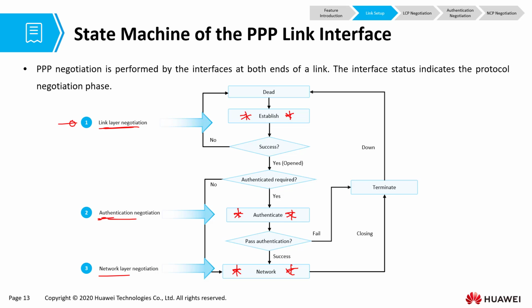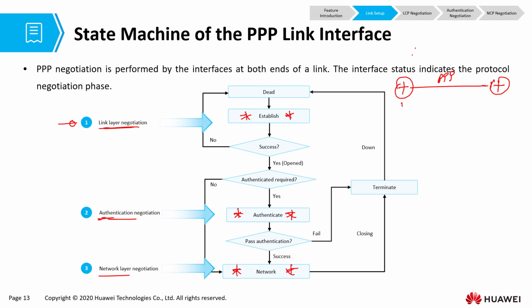Let me explain what is happening here briefly. So 2 communicating devices, for example, router 1 right here, connected to router 2 right here and using a PPP link. When these two devices enter the established phase, they start to set up a PPP connection.